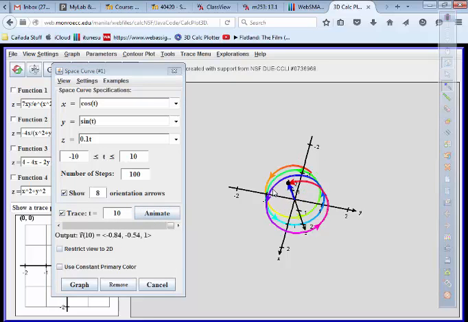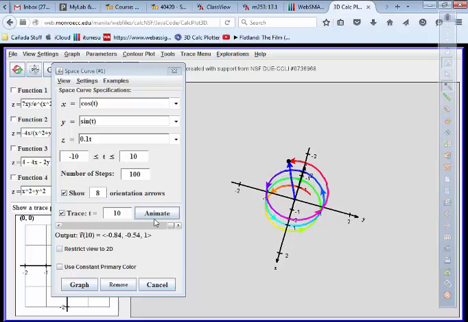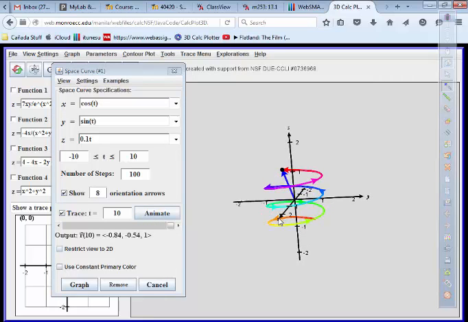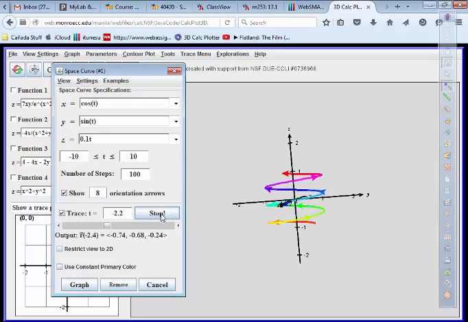And then you can take a look at it from different points of view and do the animation again. So it looks like we're not directly on top of this, but a little bit off of the very top. You can see the circular motion that it's making on the xy plane, and then how you can see the z increase as you go up.